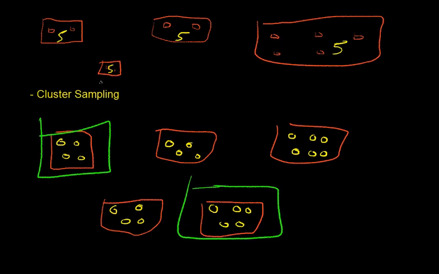This is different than stratified sampling. In stratified sampling, you have the groups and you randomly sample from within those groups. This is randomly selecting the entire group, right? If that classroom is selected, every person in that classroom gets to participate in the sample.